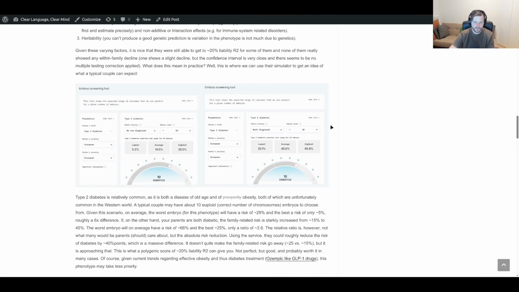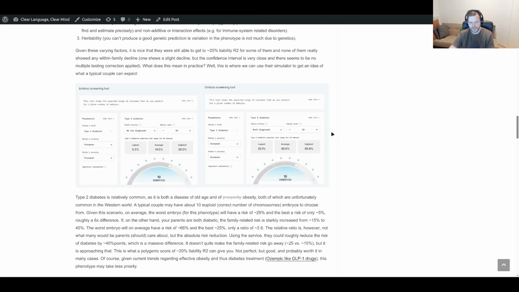Both your parents have type 2 diabetes, that is to say you yourself and your spouse have it. If this is the case, then your child has a 45-ish% chance, again using the current trends assumption, which for the worst embryo becomes 66 and for the best 25. So here the ratio between these numbers is smaller, 2.6 or so.